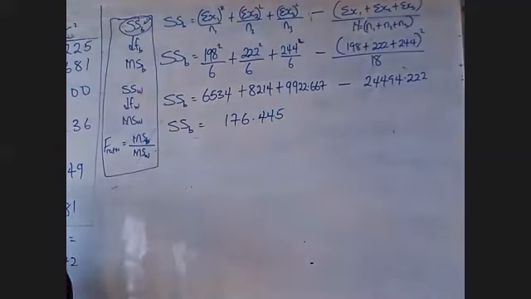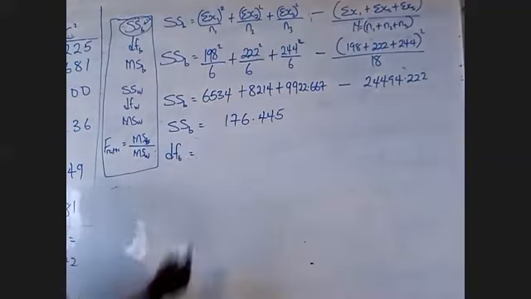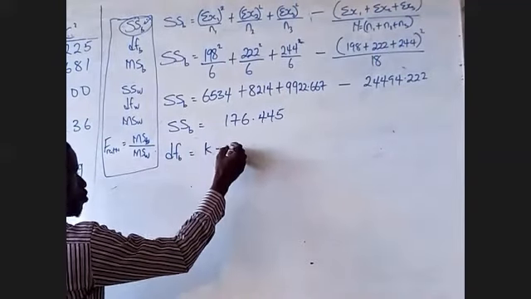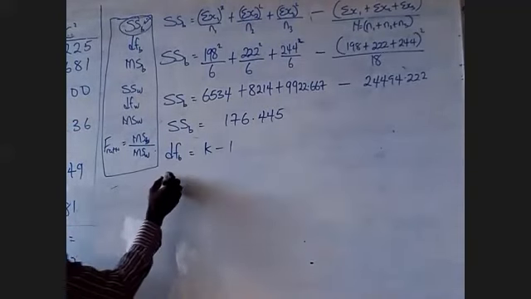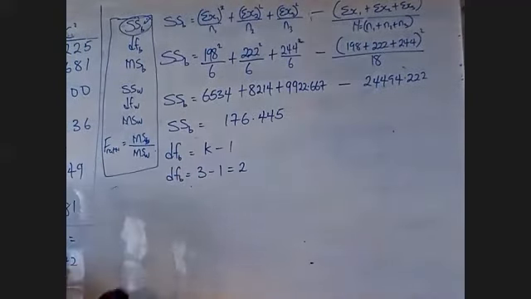All right, now that we've gotten our SSB, we'll move on to DFB, the degree of freedom between the groups. It's simply gotten by K minus 1. Now, what is K? K is simply the number of groups. In this case, we are dealing with 3 groups: Group A, Group B, and Group C. Therefore, the degree of freedom between the groups is going to be 3 minus 1, which is 2.